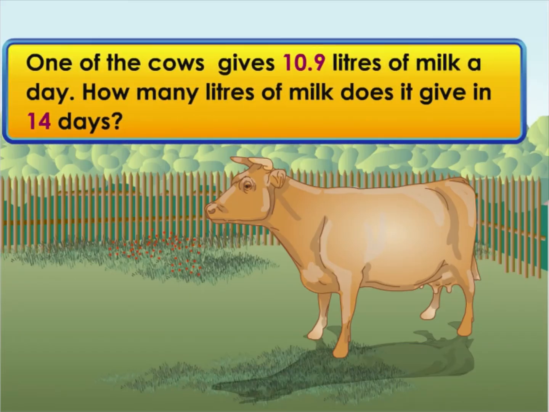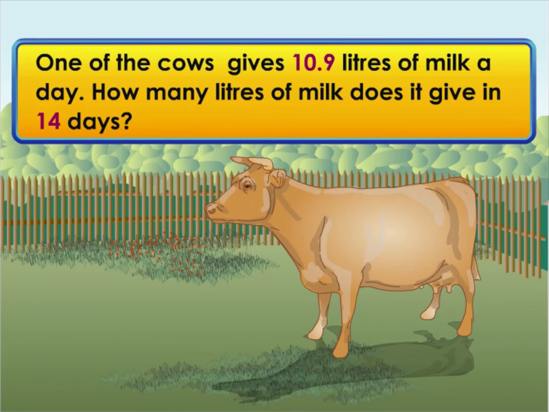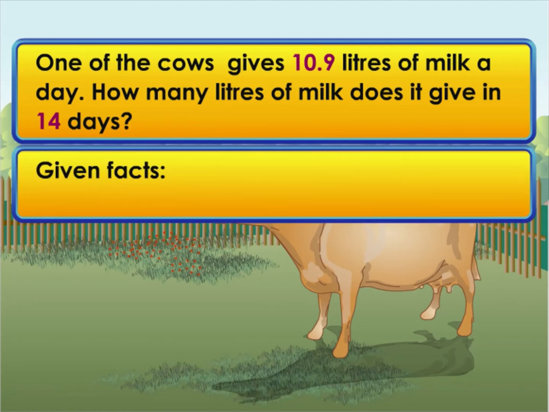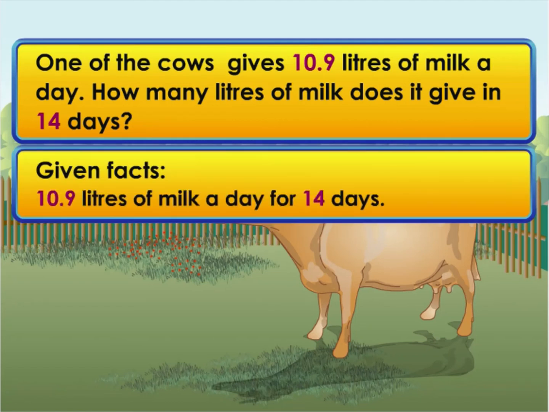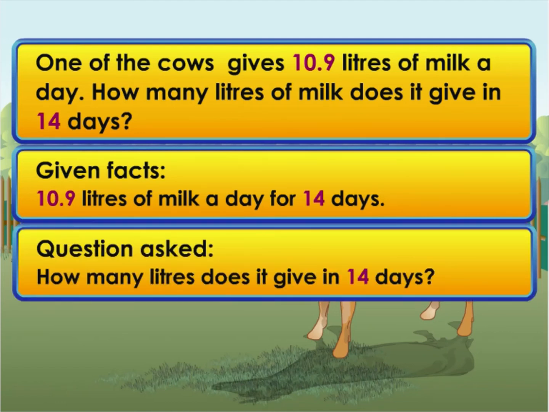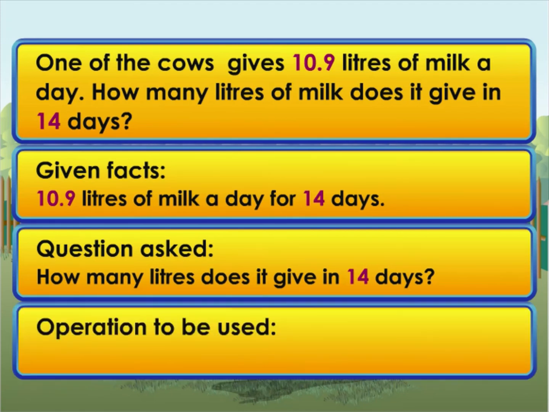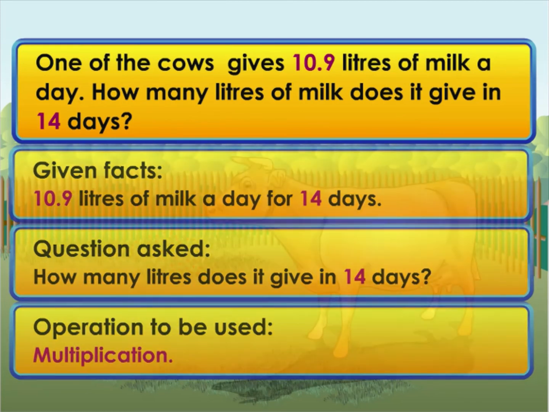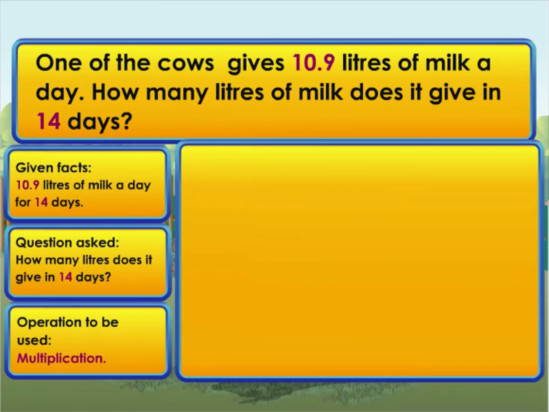One of the cows gives 10.9 liters of milk a day. How many liters of milk does it give in 14 days? Write down the given facts. 10.9 liters of milk a day for 14 days. Write down what is asked in the problem. How many liters of milk does it give in 14 days? Write down the operation to be used. Multiplication. Write down the number sentence. 10.9 liters times 14.